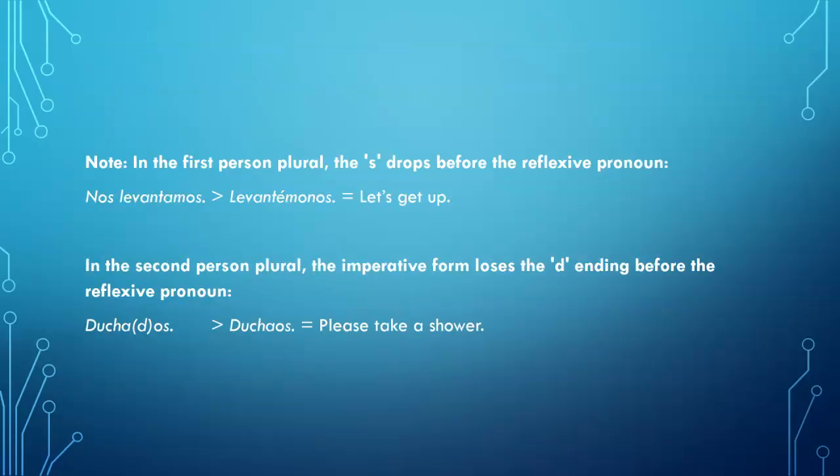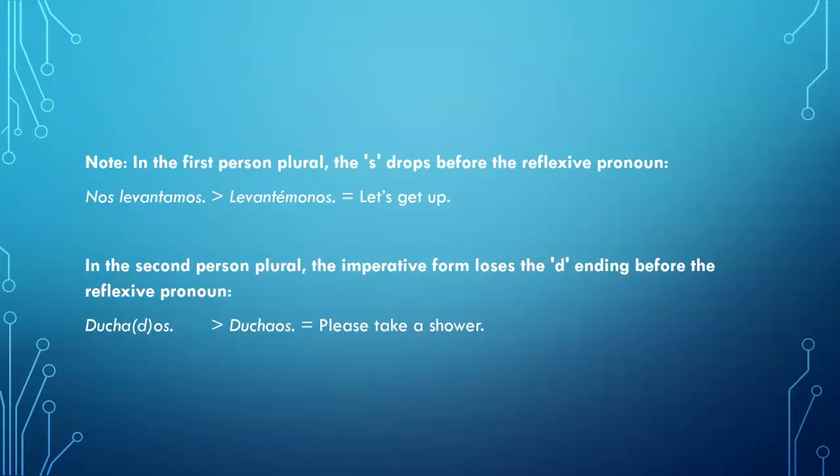So, something you need to remember. Note that in the first person plural, in nosotros, when we have a reflexive verb with a reflexive pronoun, the final S drops before the pronoun. Nos levantamos. Levantémonos. Okay? So, let's get up.